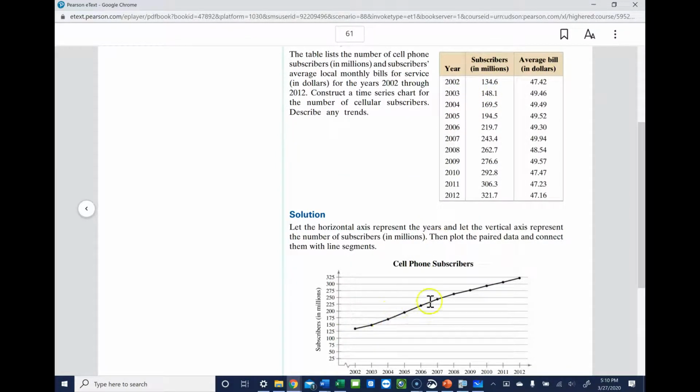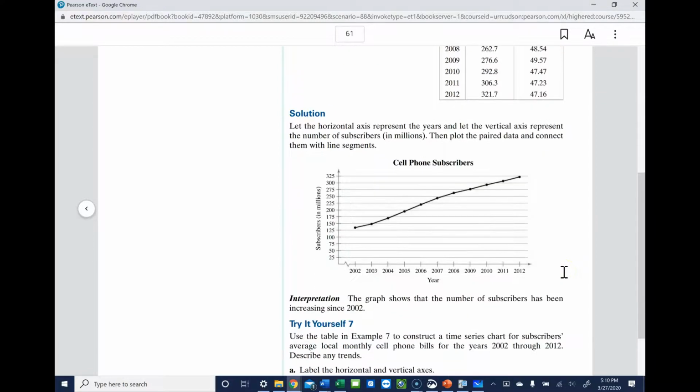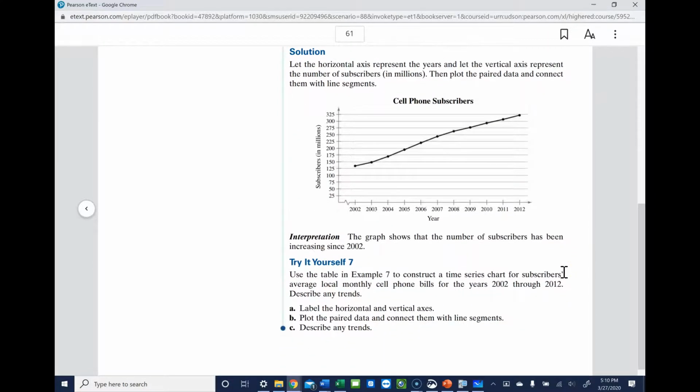And they put all those dots as those ordered pairs. Then they connected the dots to show the pattern over time. What is happening over time? It basically shows that the number of cell phone subscribers is steadily increasing over time between the years 2002 and 2012. All right, that's it for section 2.2.